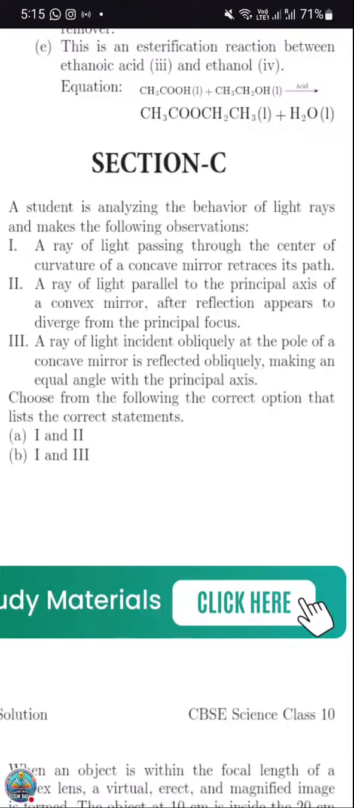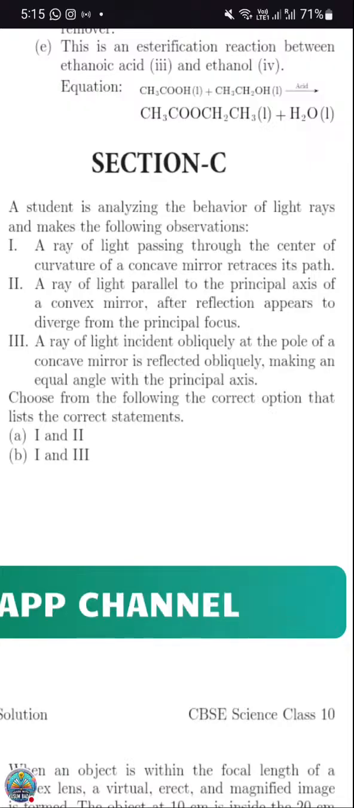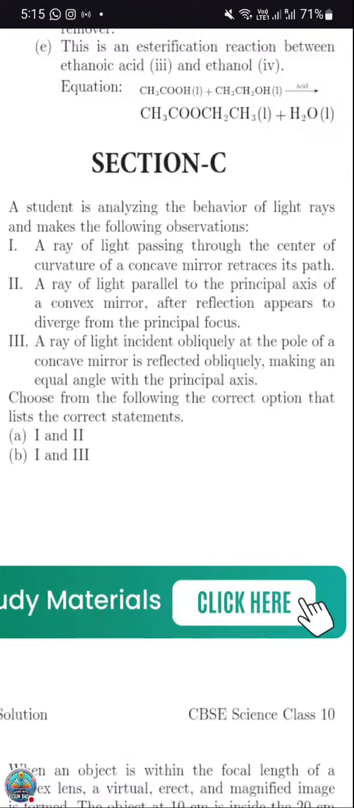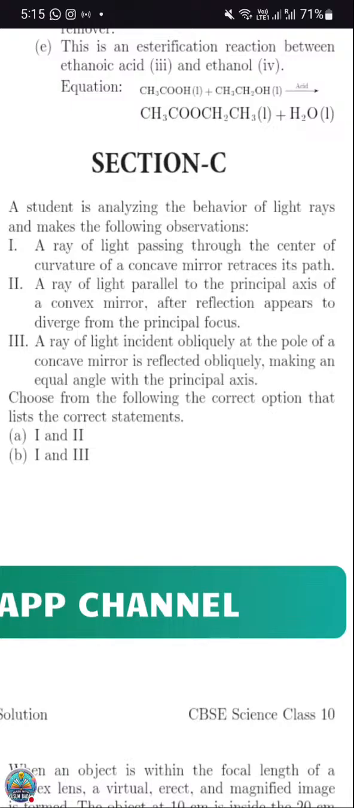For this, if you open your NCERT textbook, 3 diagrams are given, like what will happen if it is passing through the center of curvature, and if it is passing through focus, if it is parallel to the principal axis. Before the diagrams start, they have given the explanation very properly. A ray passing through center of curvature without any deviation will pass straight. The next one, a ray passing parallel to principal axis will pass through focus.